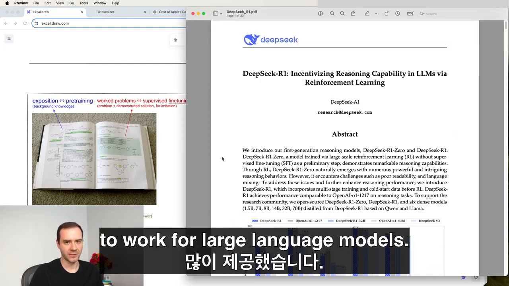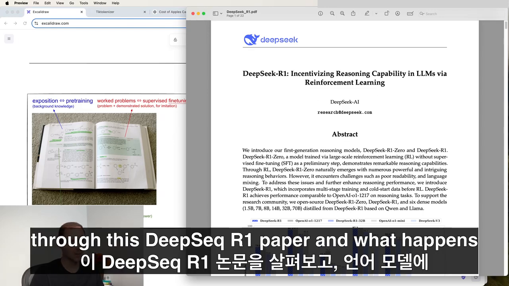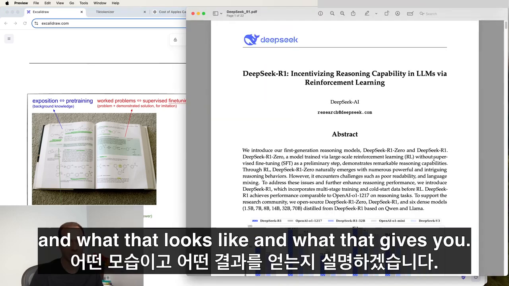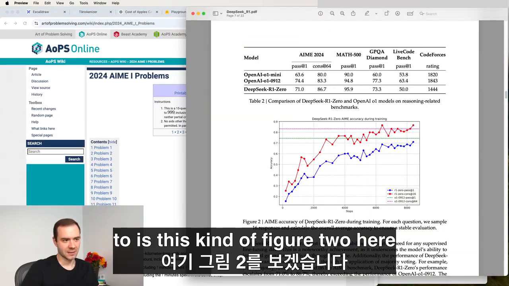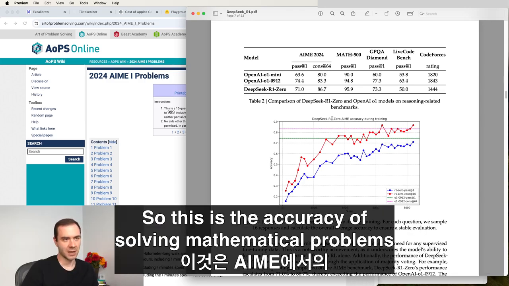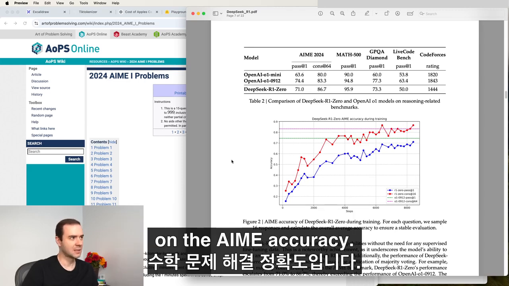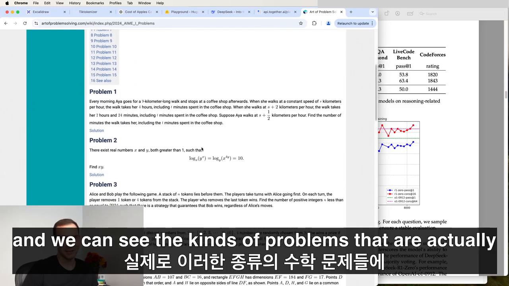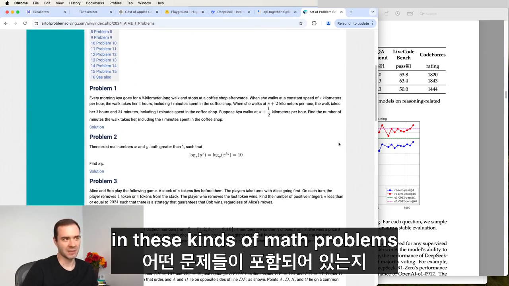So let me take you briefly through this DeepSeek R1 paper and what happens when you actually correctly apply RL to language models, what that looks like and what that gives you. The first thing I'll scroll to is figure 2 here, where we are looking at the improvement in how the models are solving mathematical problems. This is the accuracy of solving mathematical problems on AIME. Then we can go to the web page and see the kinds of problems that are being measured here.